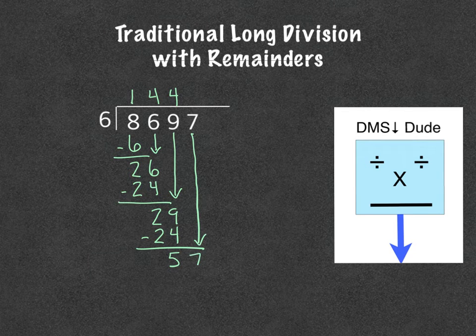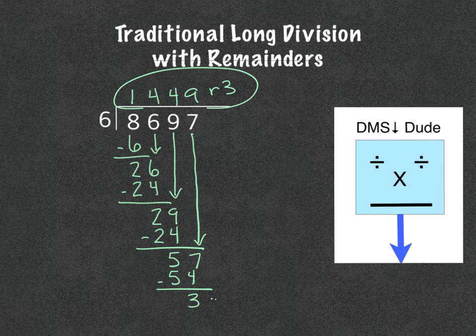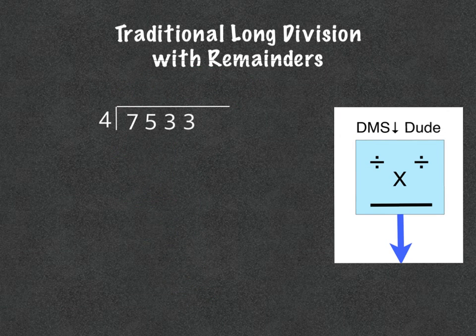And bring down my 7. Can 6 go into 57? Yep, it goes in 9 times. 9 times 6 is 54. I subtract and I get 3. So, and I didn't explain this in the last slide, but once you get down to this number, if there's nothing left to bring down and you're using whole numbers and not going into decimals, then this number down here at the bottom is going to be your remainder. So that's what goes up here, remainder of 3. So 1,449, remainder 3. All right, one last one.